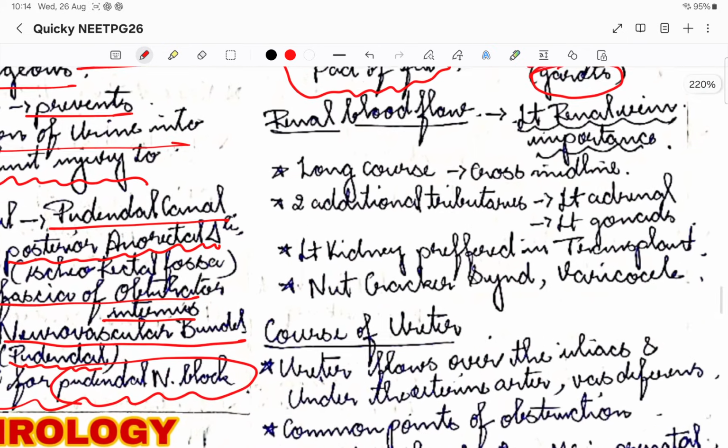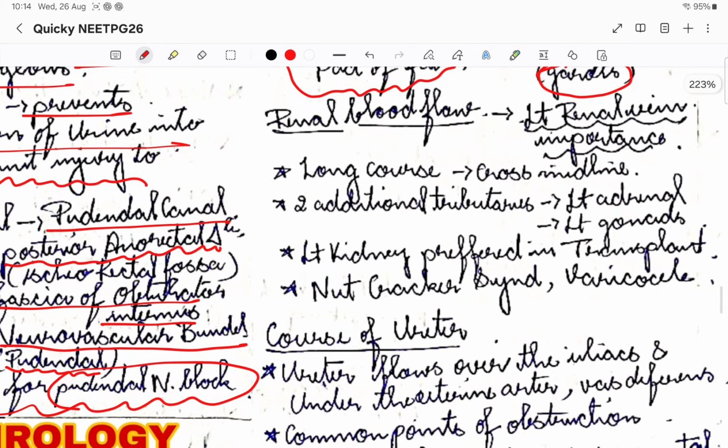Then coming to renal blood flow, some of the important points with respect to renal blood flow is the left renal vein is very important. The reason is that it has a long course. One is it has a long course, and another one is it crosses the midline.